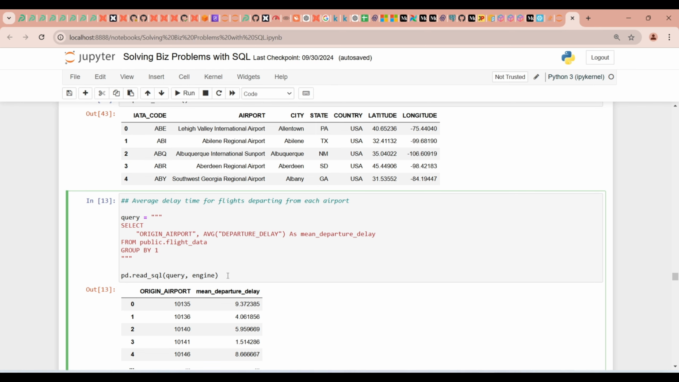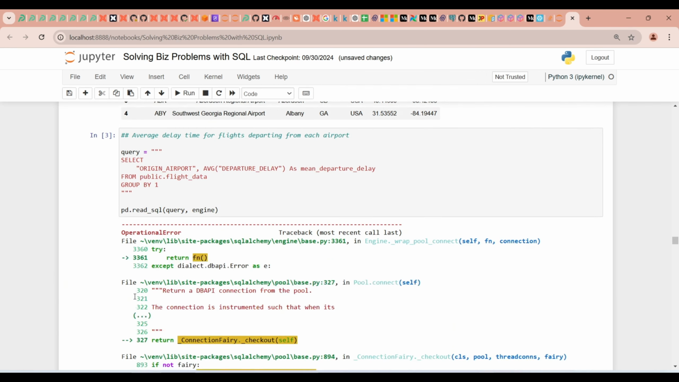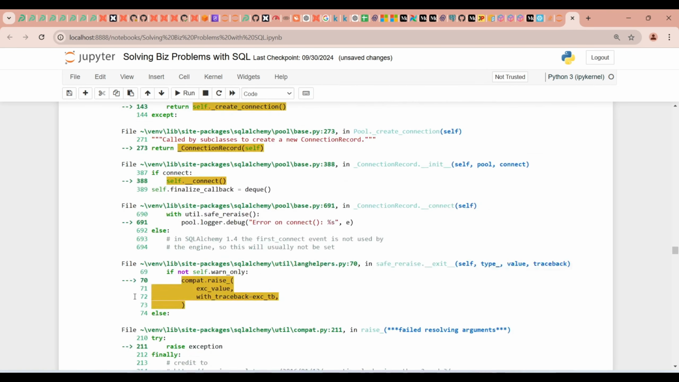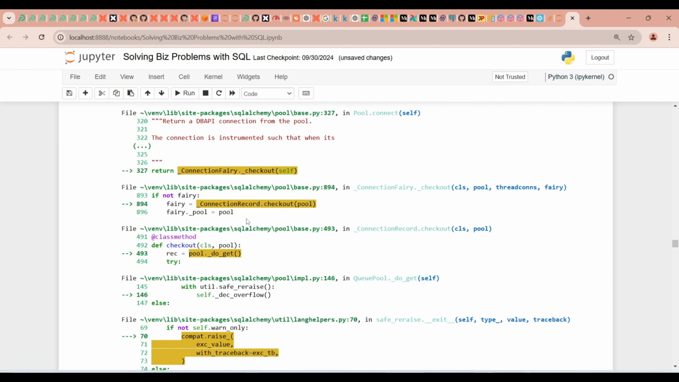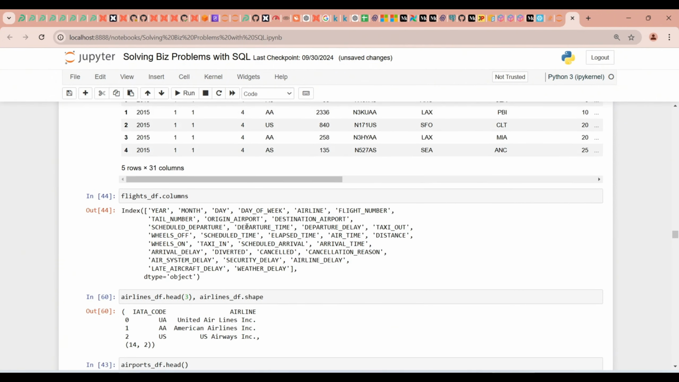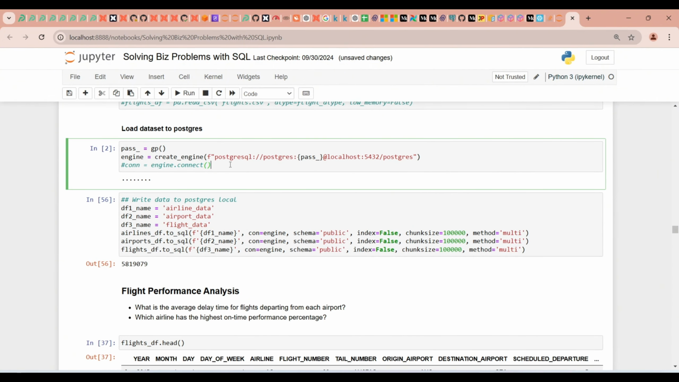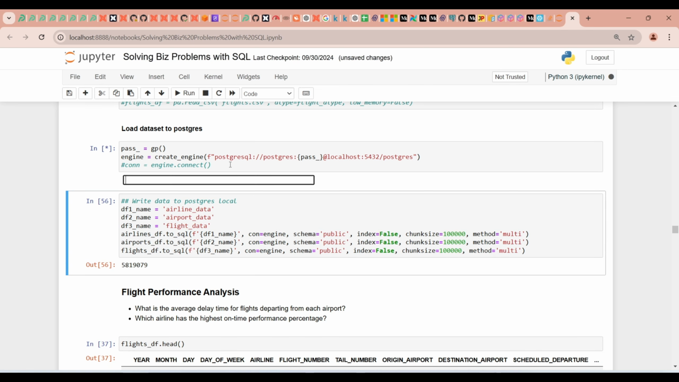Now we assign this to a query, and using the read_sql module in pandas, we can query using the engine, the connection that we established above. If I run this now, I would have something. Let me see. I have an error. Connection to the server failed, password authentication failed for user Postgres. I think I might have entered the wrong password. Let me do that again.